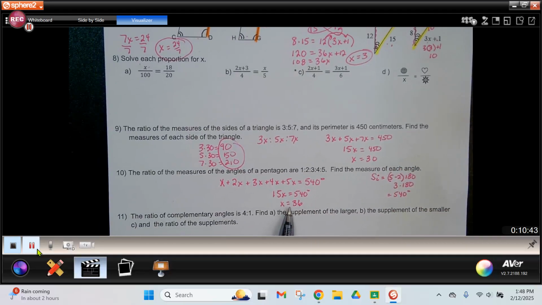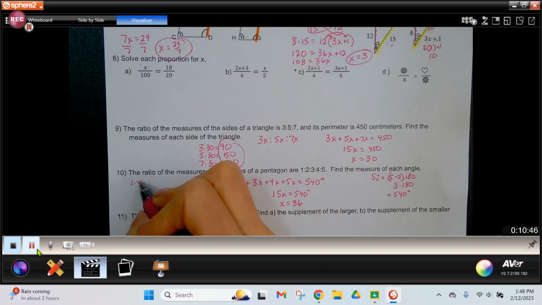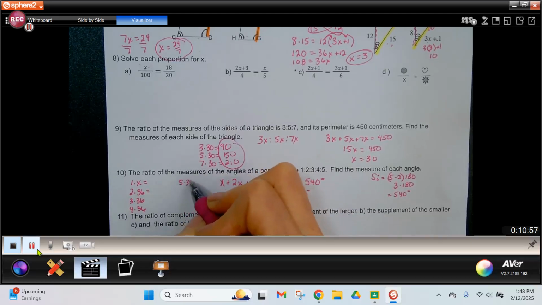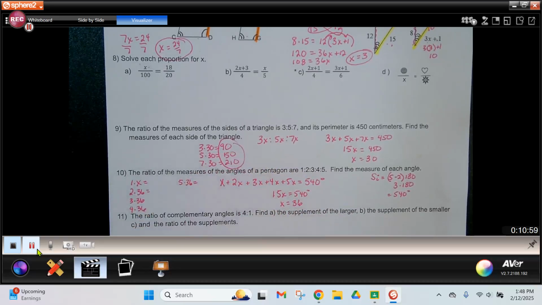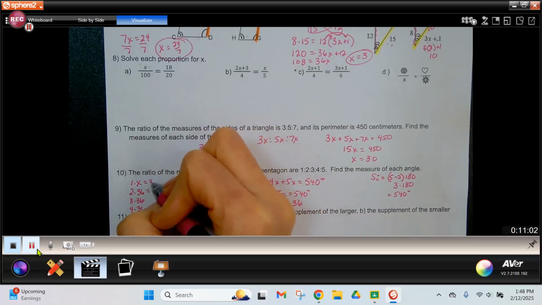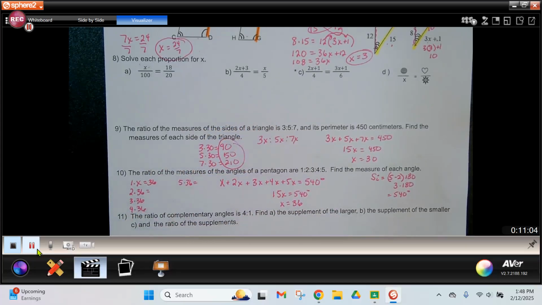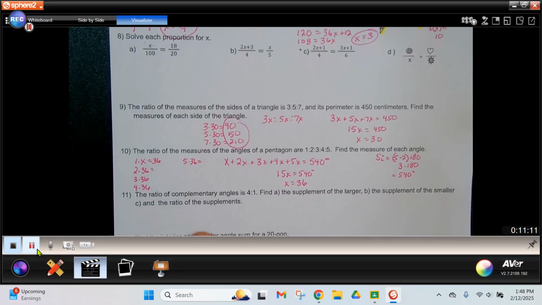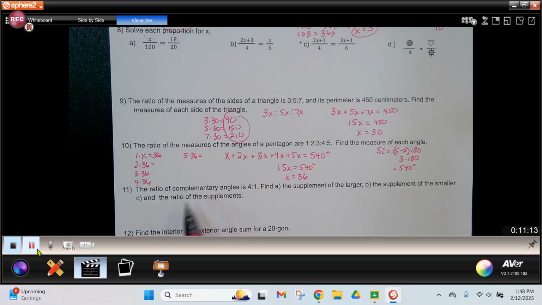Well, 1 times x, I'm going to let you do this. So 1 times 36, 2 times 36, 3 times 36, 4 times 36, and 5 times 36. And that's going to be your answer. This should be a 36, not an x. But let's just say that's 36 right there. Now you do the rest: 2 times 36, and that's going to give you the measures of all the angles, 1x, 2x, 3x, 4x, 5x. And they should all add up, by the way, to 540.